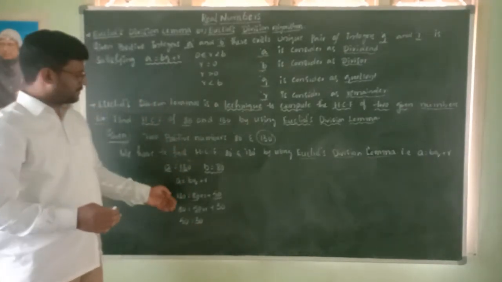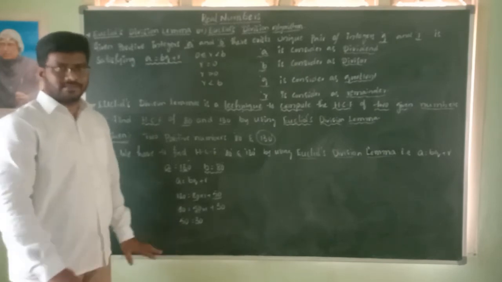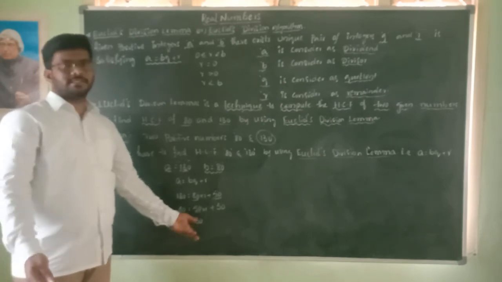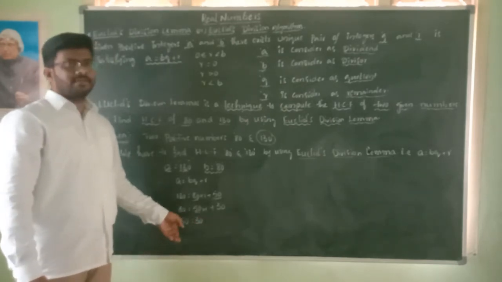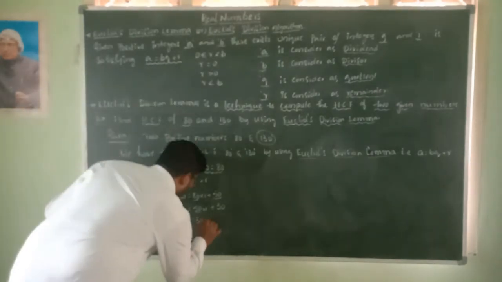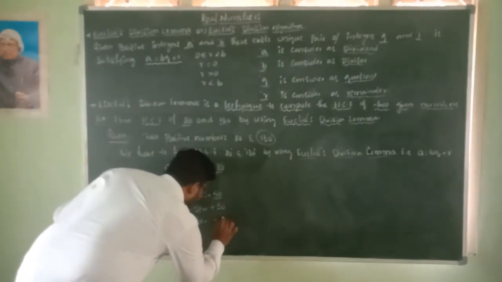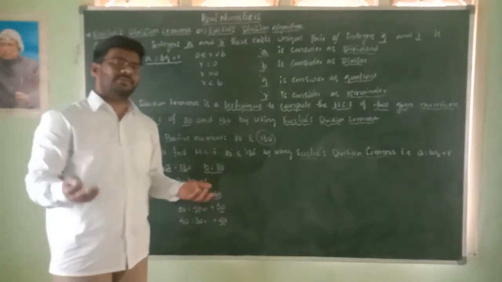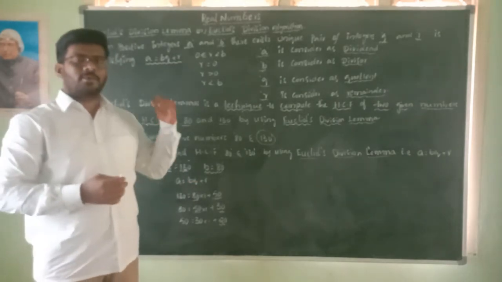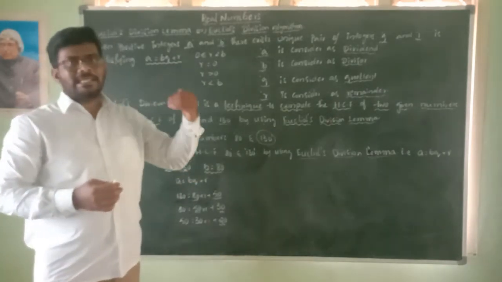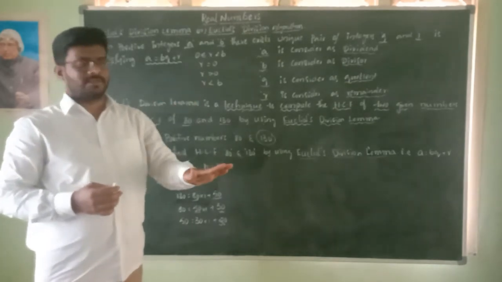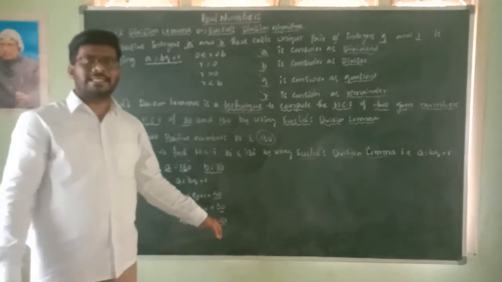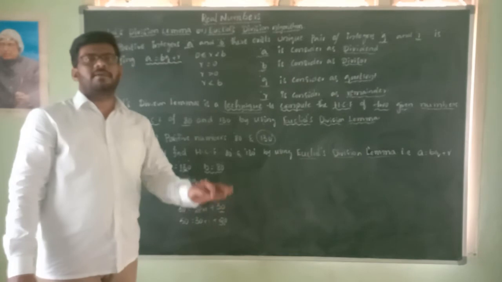Apply Euclid division here, the actual division. Here the dividend is what, children? 50. The divisor is 30. This dividend 50 divided by divisor 30, the remainder will become 20. Here also the remainder is not equal to 0. So the process will continue until the remainder will become 0.